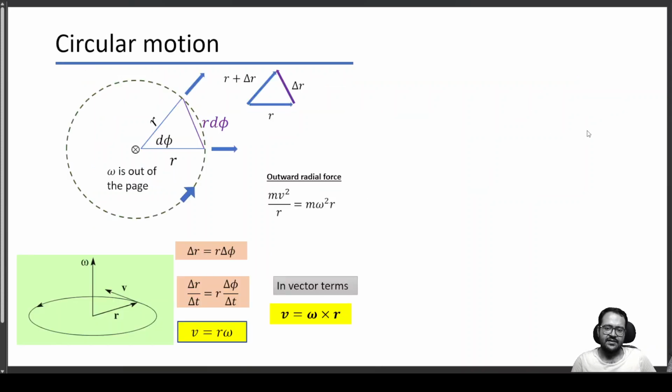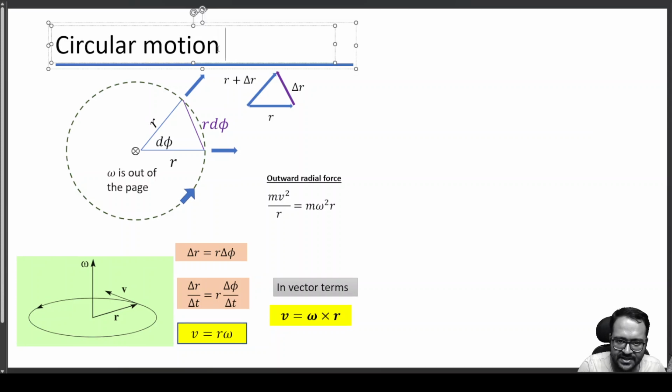So okay guys, now we'll focus a bit on circular motion. Circular motion means your r is constant. Better I write it here.